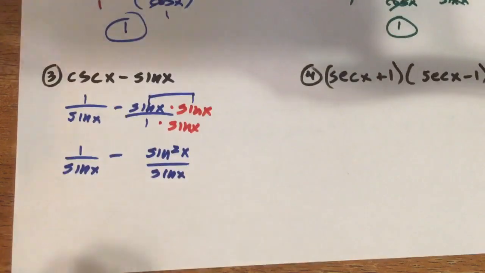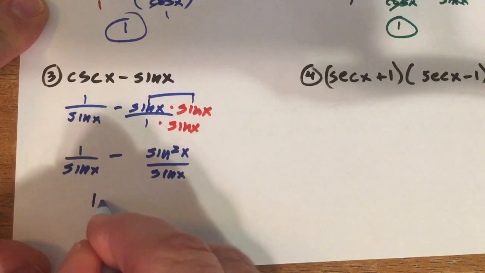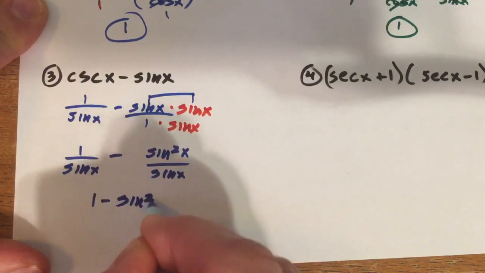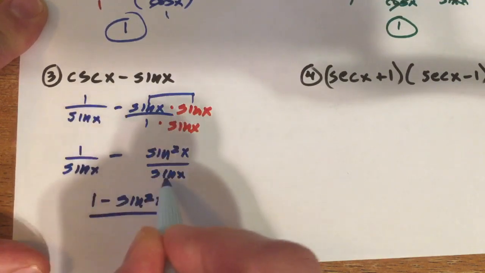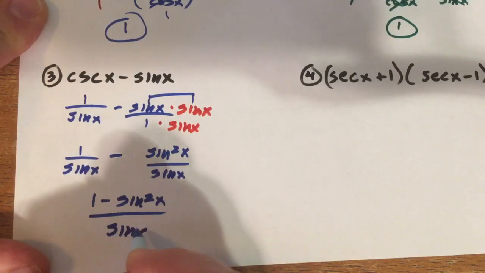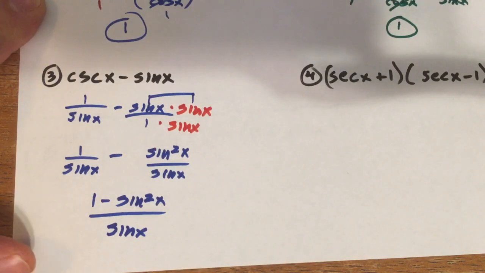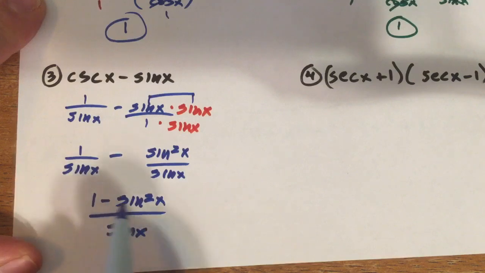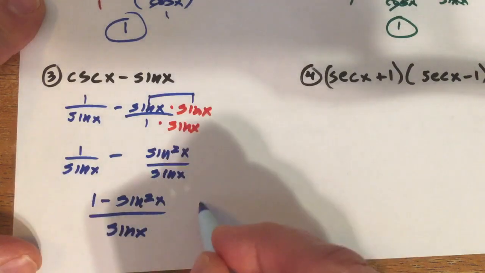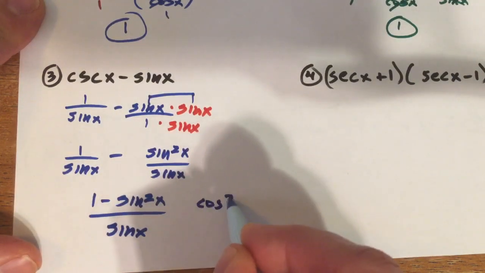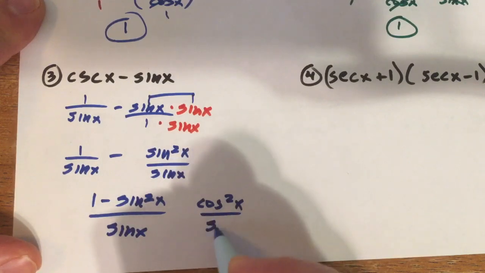Now we're ready to combine our fractions together. And so we have 1 minus sine squared in the numerator. Denominator stays the same. But when we look at our formula sheet, 1 minus sine squared is basically just cosine squared. So the numerator becomes cosine squared.